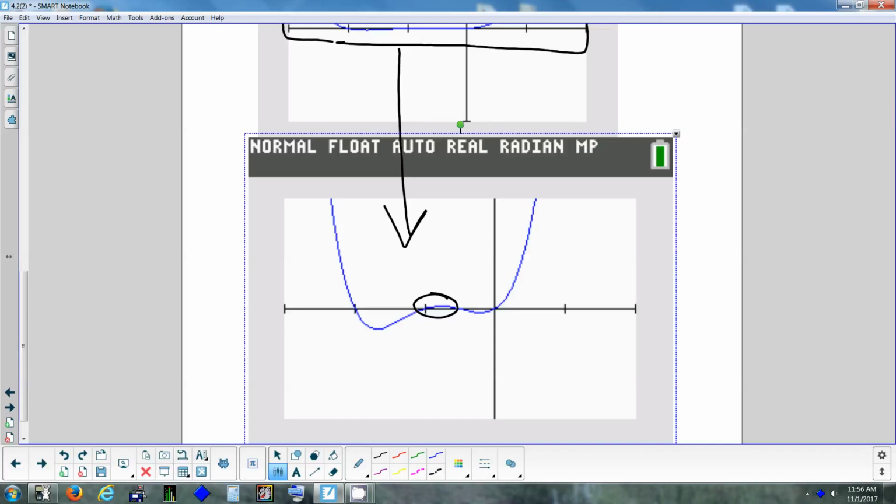All right, so just a reminder: make sure you zoom in if you can't really tell what's going on. And sometimes you have to zoom out. It all depends on the problem. Any questions on that?